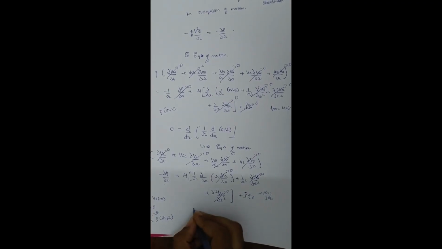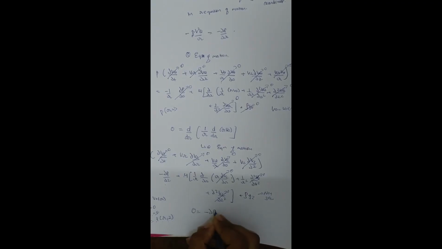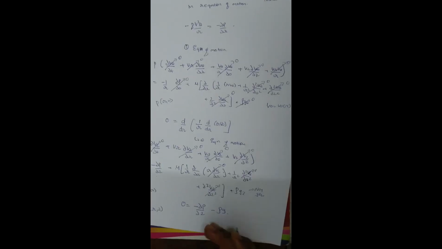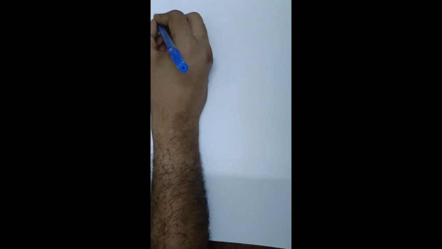So the final equation comes out to be 0 = -∂p/∂z - ρg. Till here we have deduced all the Navier-Stokes equations for the given problem.